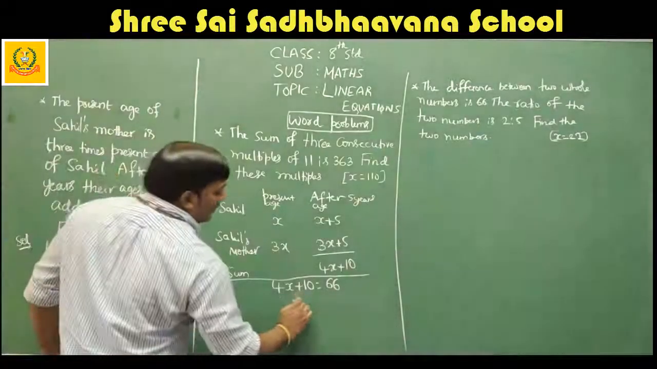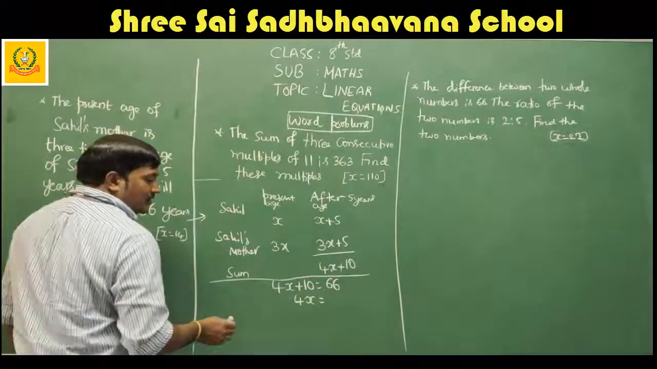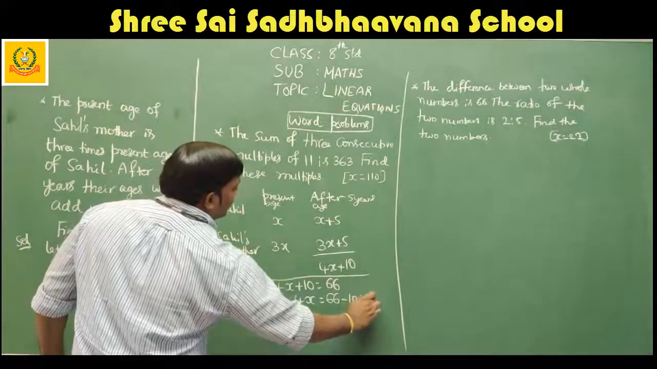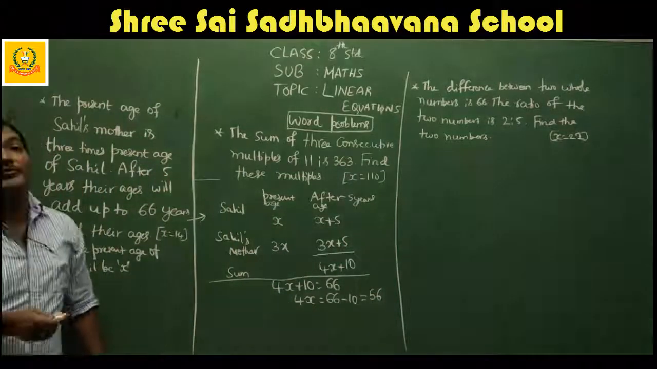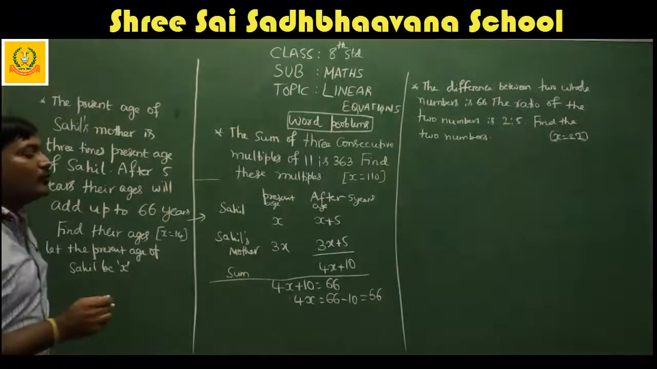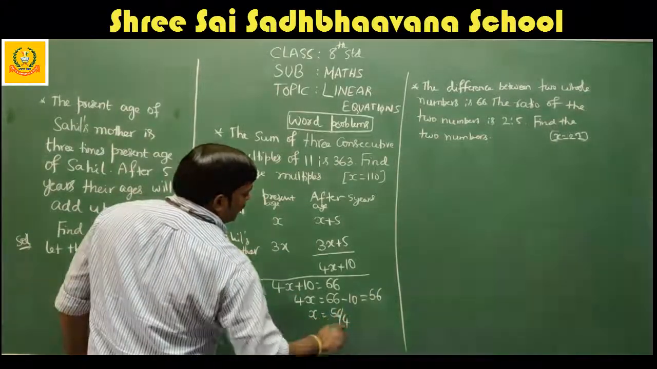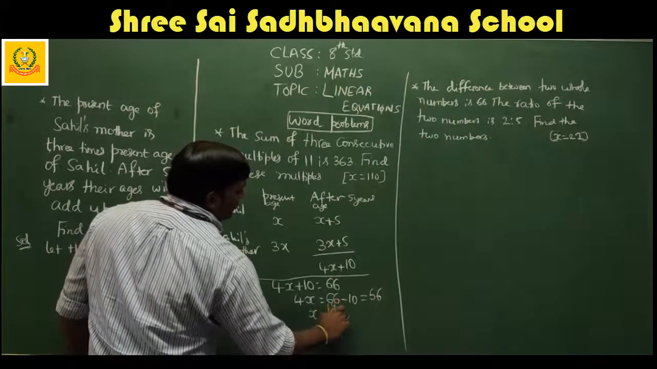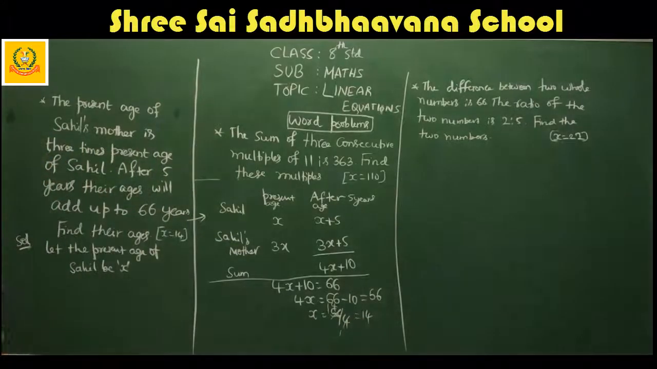So 4x is equal to, now this plus 10 will go to the RHS, which will become 66 minus 10, which is 56. So we got 4x as 56. Now we have to find the x value, which is equal to 56 by 4. 4 ones are 4, and from 16 the remaining is 14. So the x value is 14. So we got x as 14.